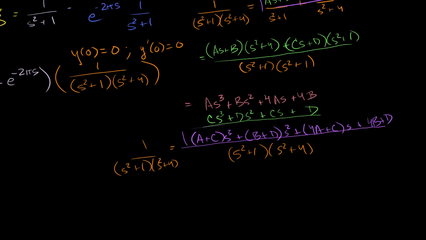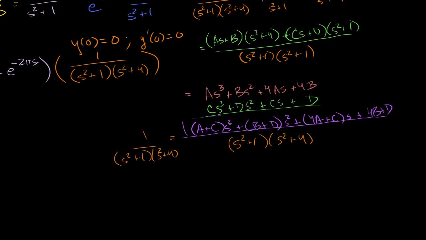This is all just intense partial fraction expansion. And you say, look, a plus c is the coefficient of the s cubed terms. I don't see any s cubed terms here. So a plus c must be equal to 0. And then you see, OK, b plus d is the coefficient on the s squared terms. Don't see any s squared terms there. So b plus d must be equal to 0. 4a plus c, coefficient on the s terms. Don't see any s terms over here. So 4a plus c must be equal to 0.